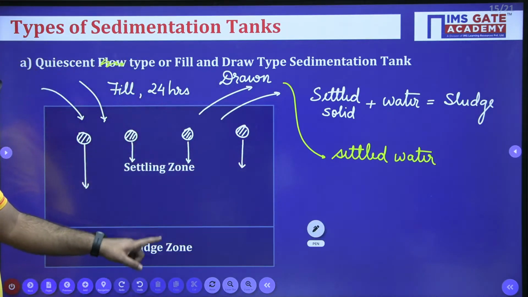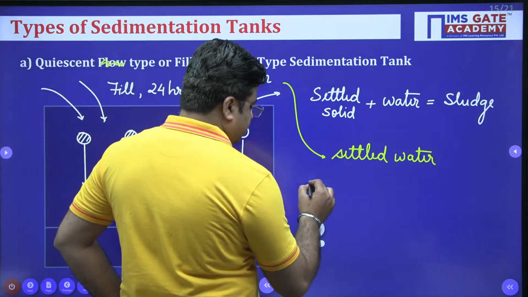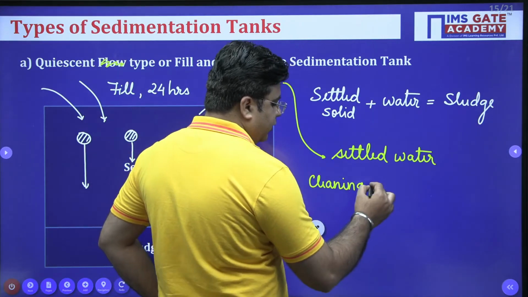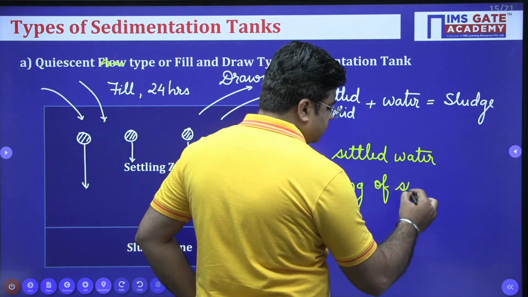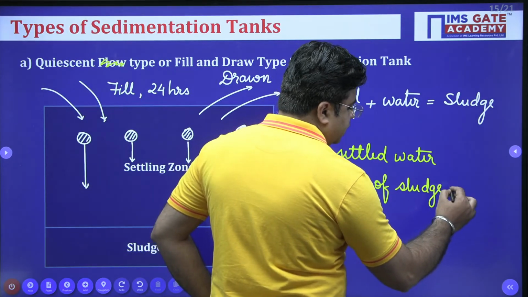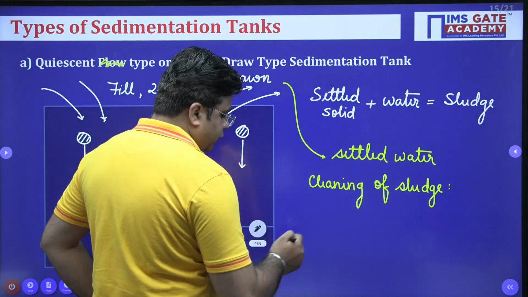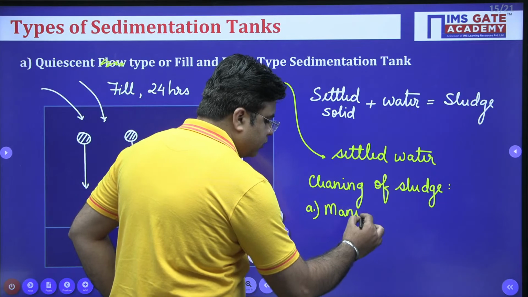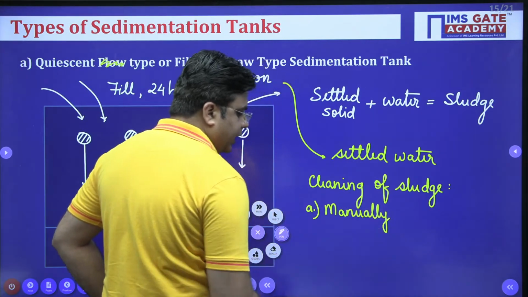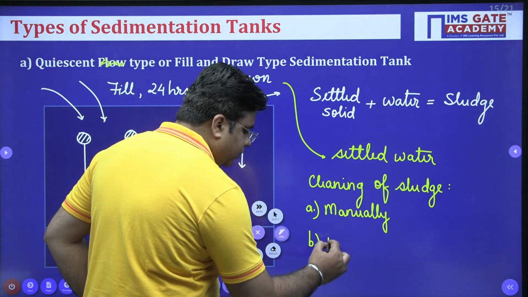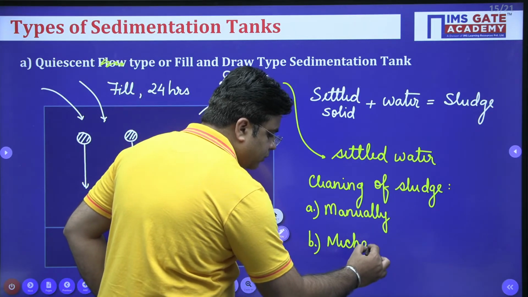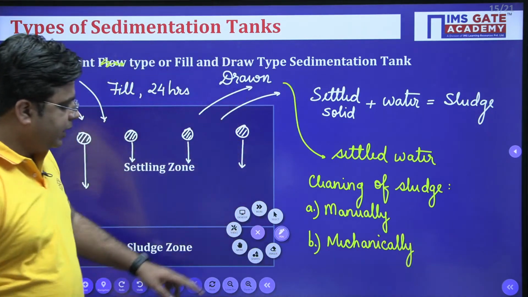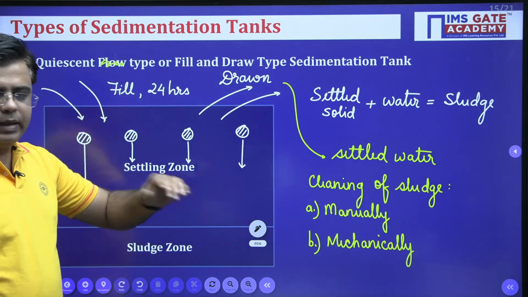The cleaning of this sludge can be done in two ways. Cleaning of the sludge zone, or cleaning of sludge, can be done in two ways. First, it can be done manually, or it can be done mechanically.